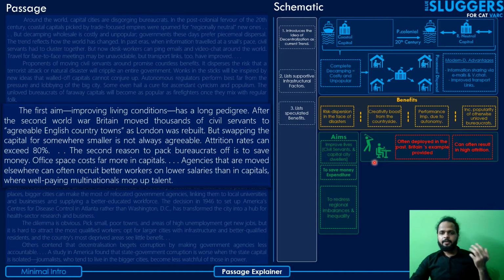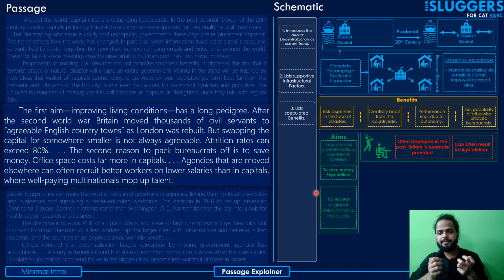Okay, so he says that this idea of moving bureaucrats away from the capital cities has had a long history so far as the first aim is concerned, the idea of improving the lives of these bureaucrats and other people in the capital cities. This has had a long history, and in fact even Britain had engaged in this kind of endeavor after the Second World War. When London was being rebuilt, they shifted the bureaucrats, the government employees, to more remote areas, at least until the capital city of London was getting rebuilt.